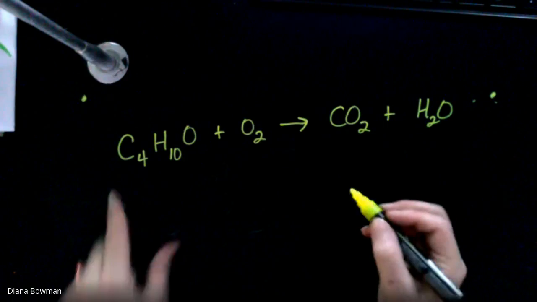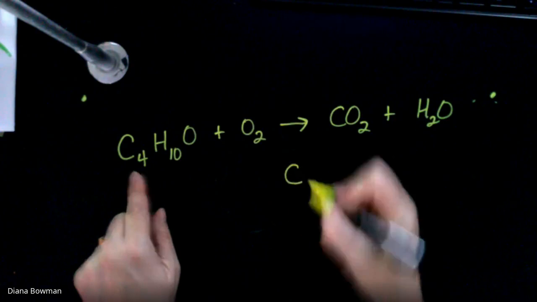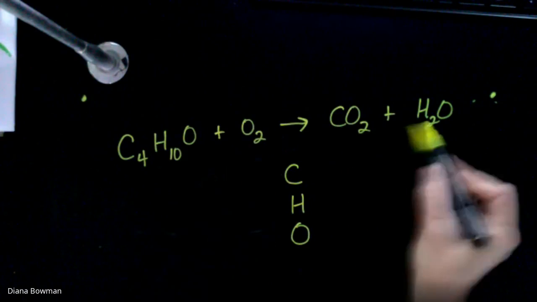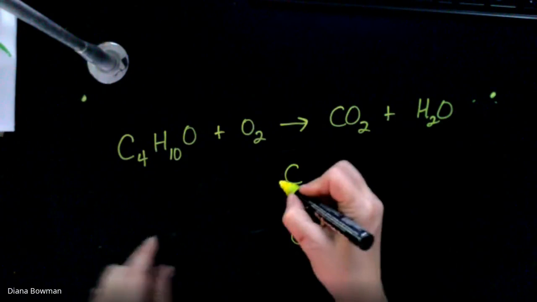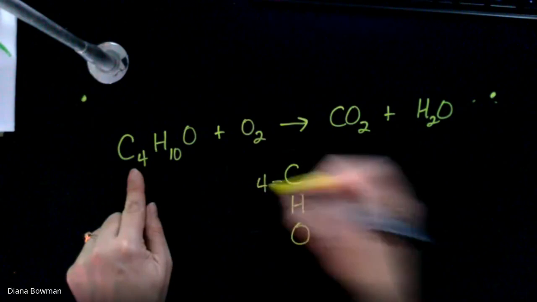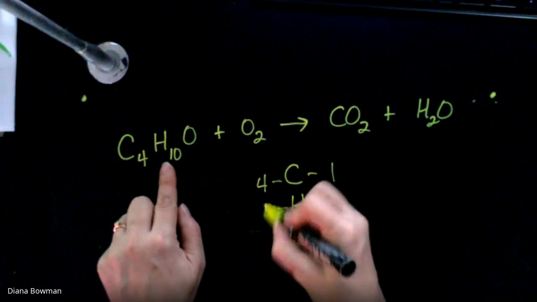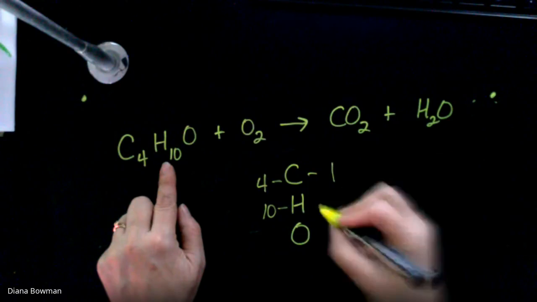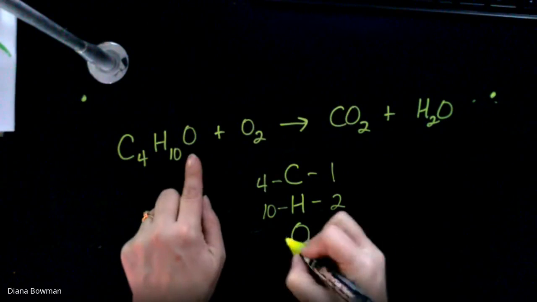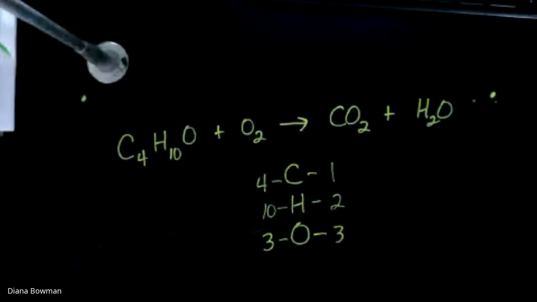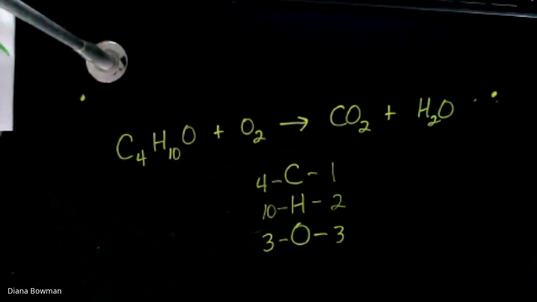Now let's go ahead and balance it. What do we have here? We have C's, we have H's, and we have O's, right? And then C, H, and O's, same thing. How many carbons? 4. How many carbons? 1. How many hydrogens? 10. How many hydrogens? 2. How many oxygens? 3. How many oxygens? 3. Okay. So here we go. We got to try to figure this out. And this one's going to be a little harder than you think. Okay. But let's go ahead and try to get into it.